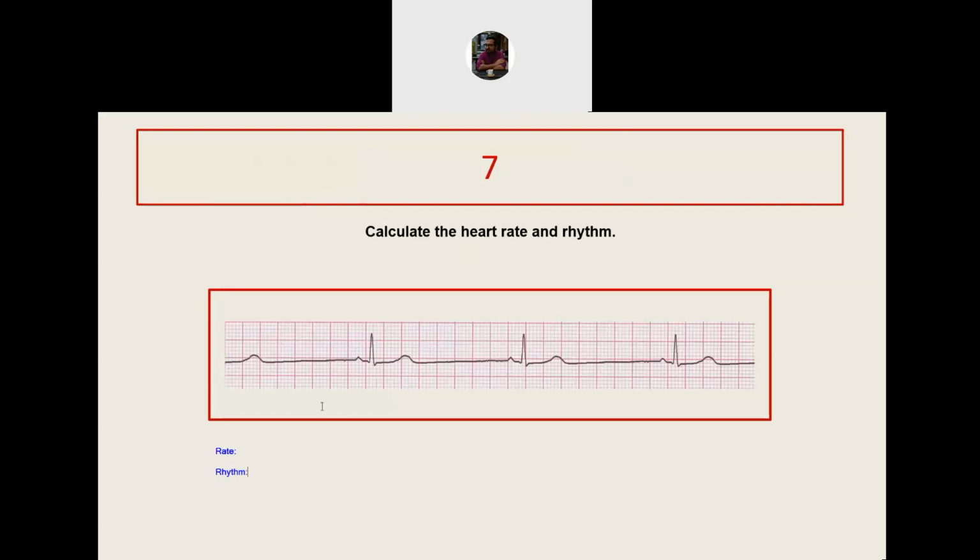You know that the rate can be found out by dividing 1500 by the RR interval. To help you, I'm marking the RR interval. You can start with any of them. To count rapidly, count each large box as 5 and then count the smaller boxes on the side. That is the easy way of counting. So what is the RR interval here?